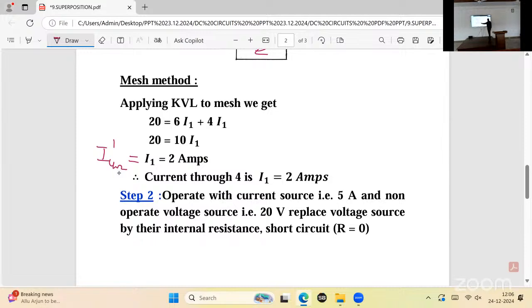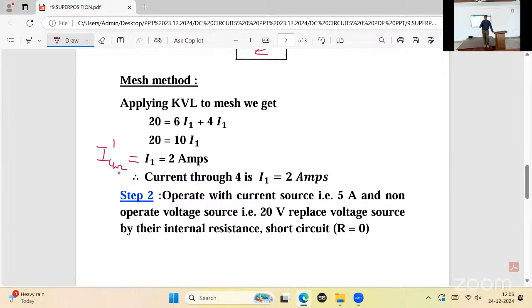Operate with current source 5 amperes and non-operative voltage source, that is 20 volts. It is replaced by its internal resistance. Short circuit, R is equal to 0. If you get a voltage source, R is equal to 0, short circuit. This is the answer. If it is a current source, what is the answer? R is equal to infinity, open circuit.